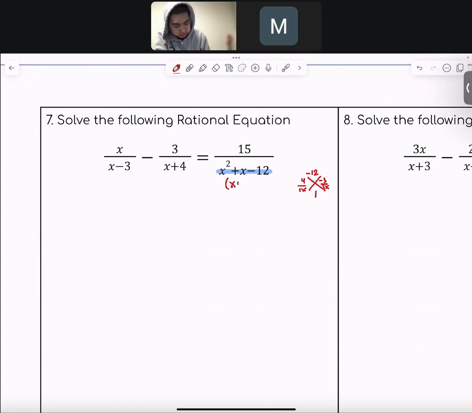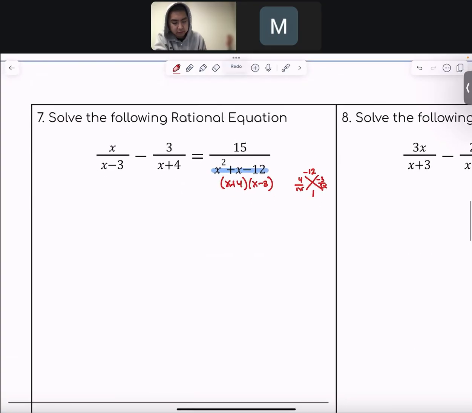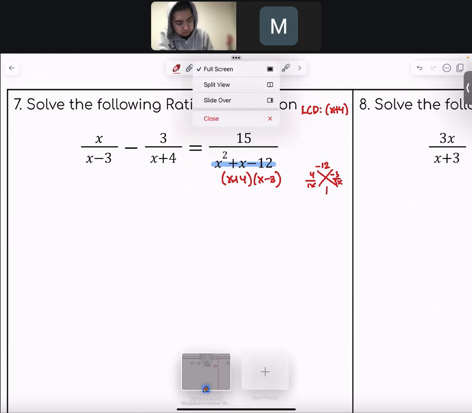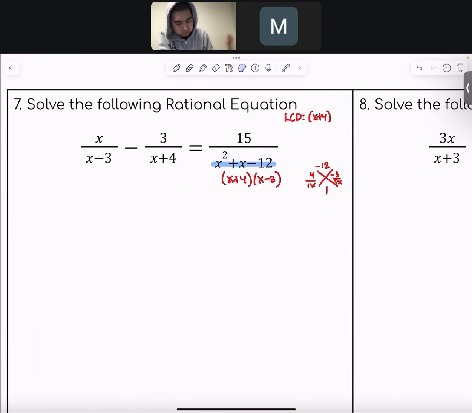So that's x plus 4 and x minus 3. Okay, so what are we trying to eliminate in the denominators? Well, we're trying to eliminate this and this, right? We're trying to eliminate the x plus 4s and the x minus 3s. So the LCD is x plus 4 and the x minus 3.